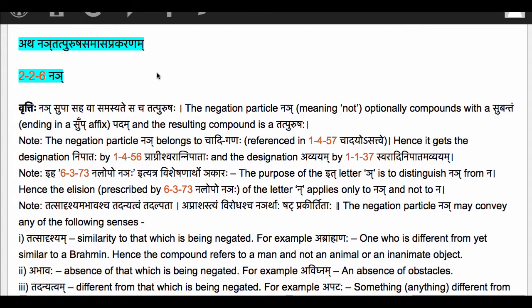Let us now begin the discussion of the Nyai Tatpurushaha compound. This is what is called a negation compound. It is a compound which conveys the meaning of negation of something. Hence it simply means not something. The sutram which is used to form a Nyai Tatpurushaha is 226, which simply reads Nyai.